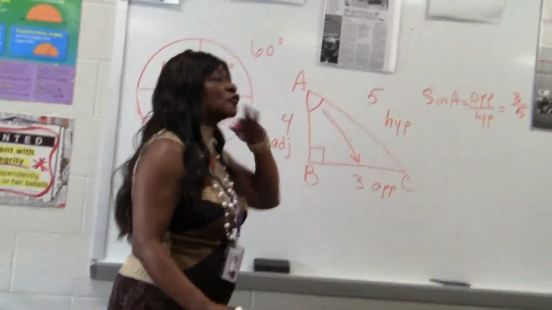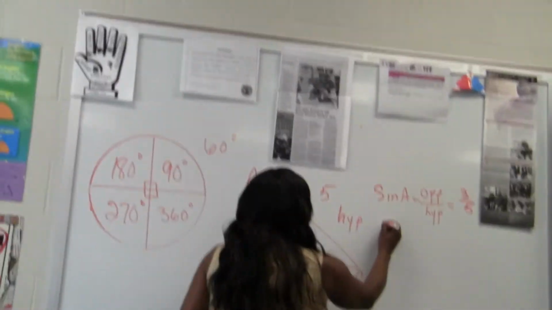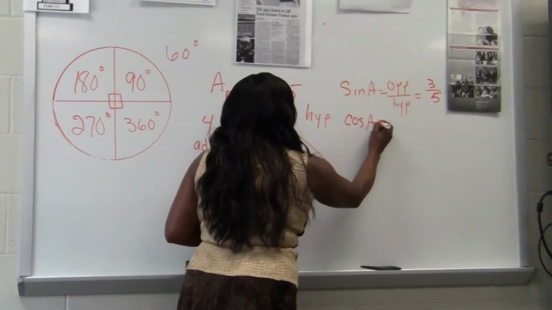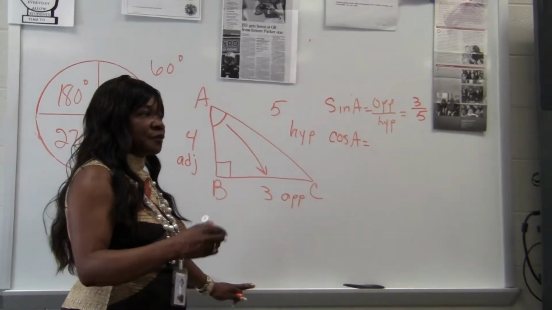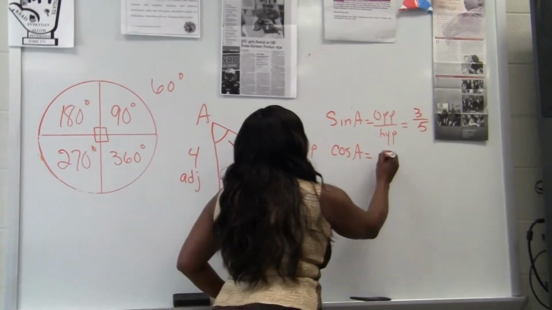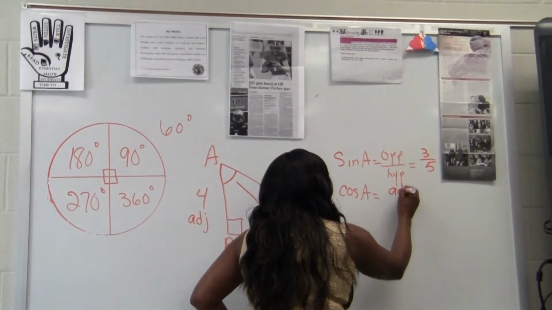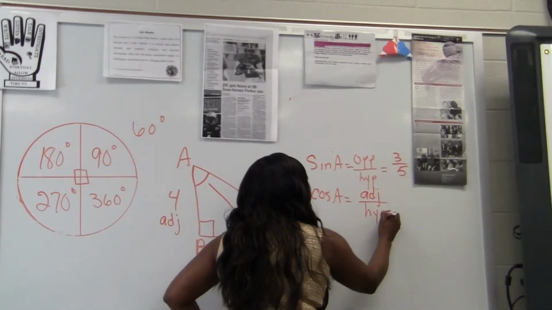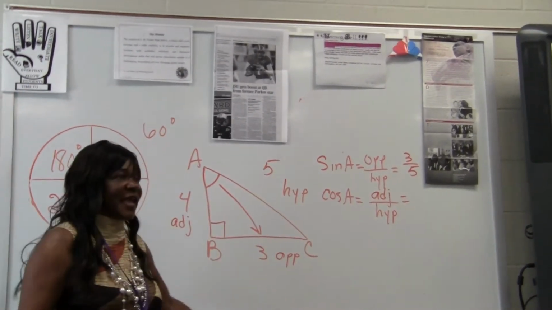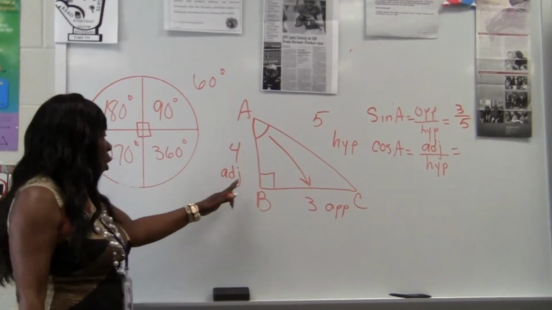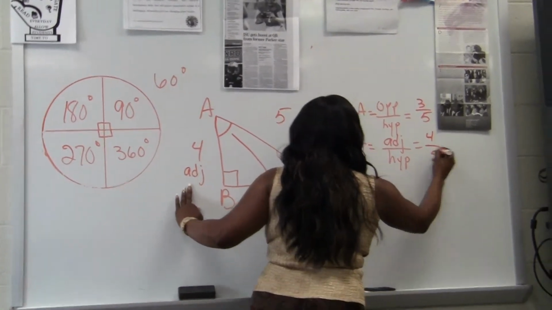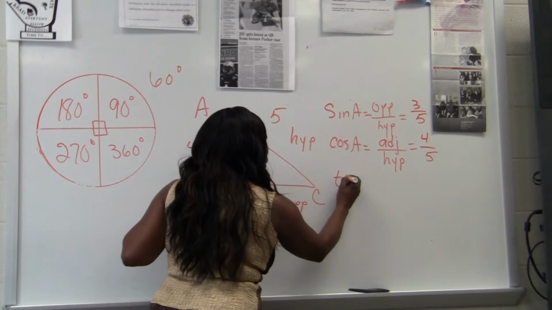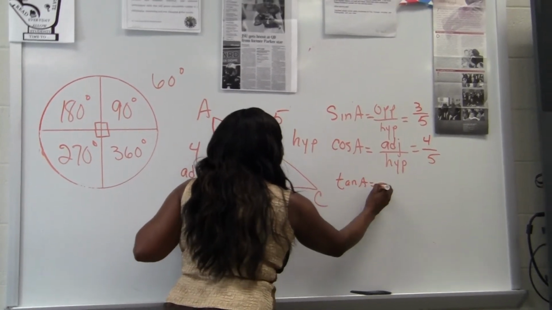Now let's look at cosine A. What's the acronym for cosine? Very good. ADJ over HYP. Let's plug the numbers in. What represents ADJ? 4. And of course, did the hypotenuse change? No. Stayed the same.